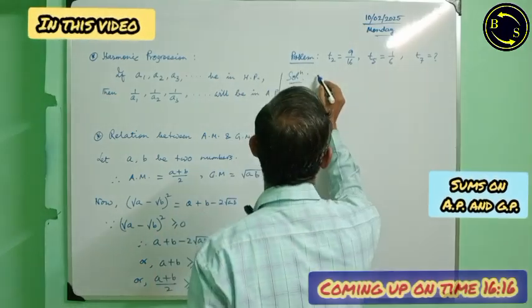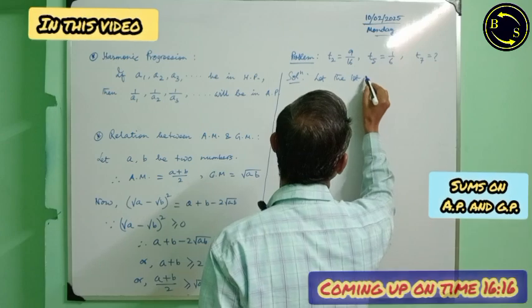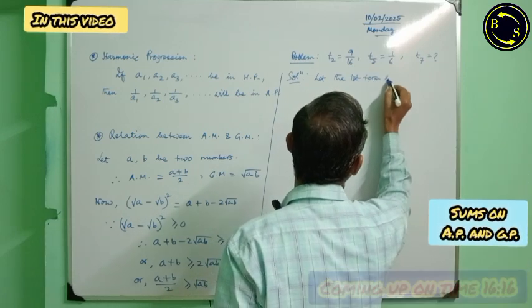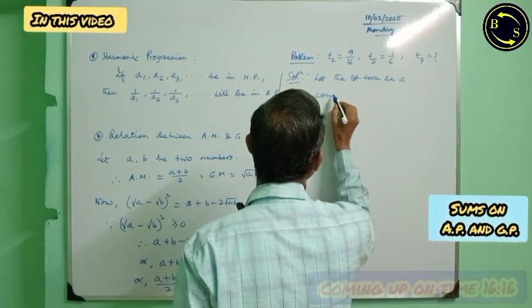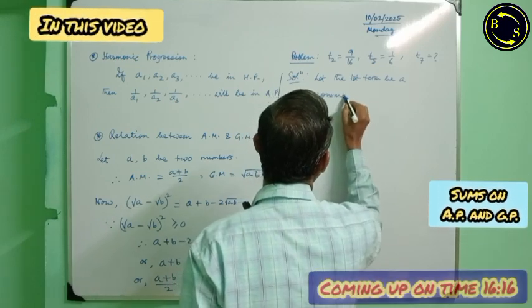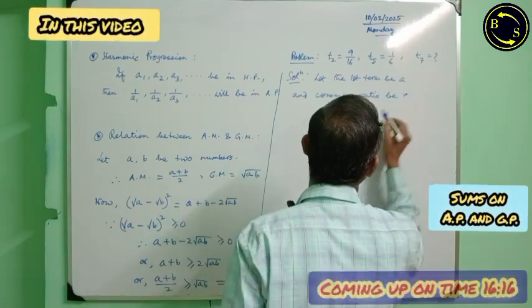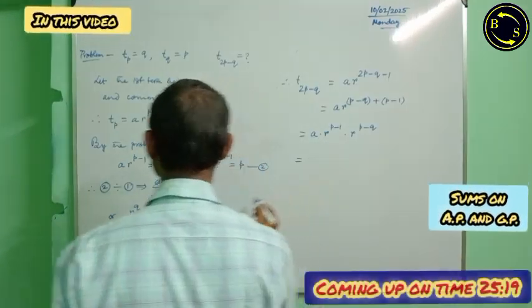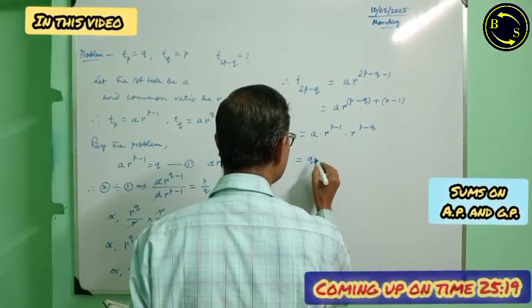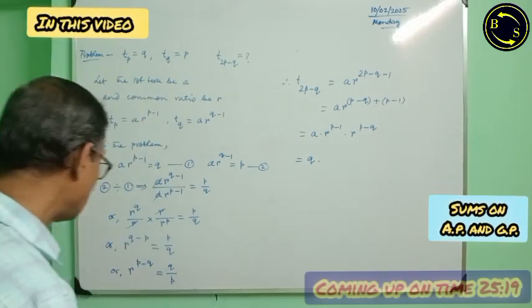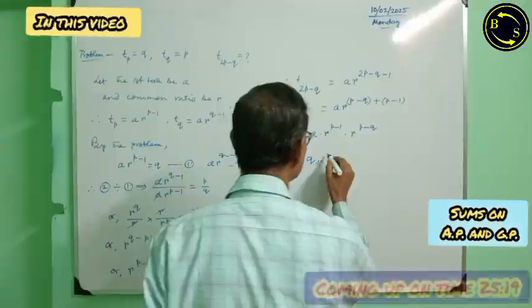Let the first term be a and common ratio be r. Now a into r to the power p minus 1 is q into r to the power p minus q. Already we have got this, we put that value here.